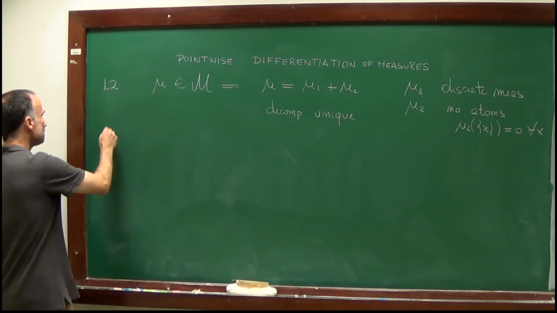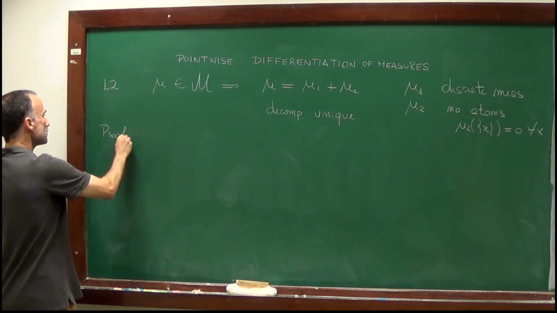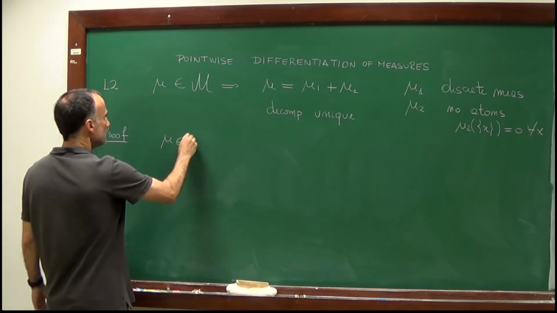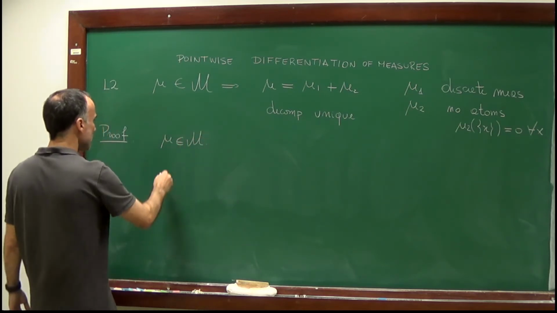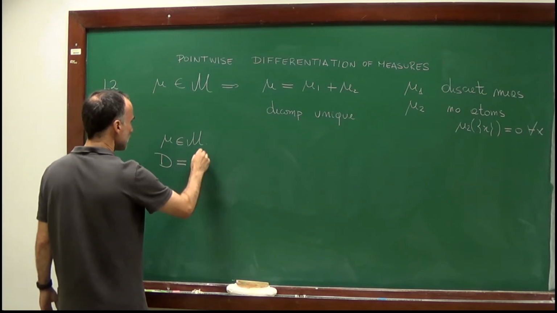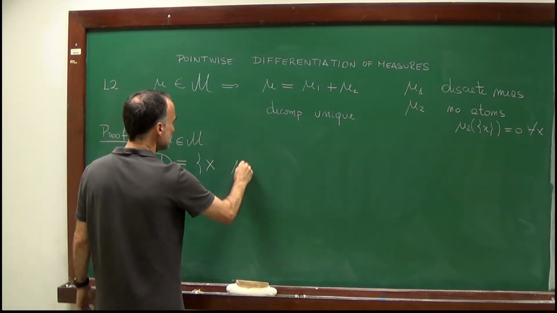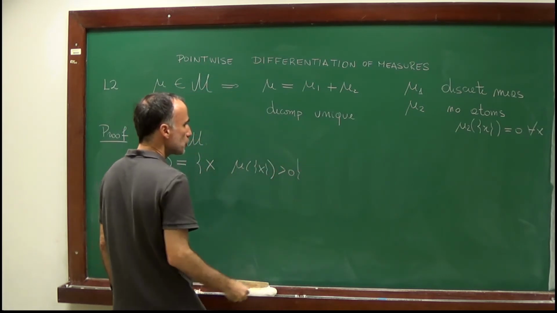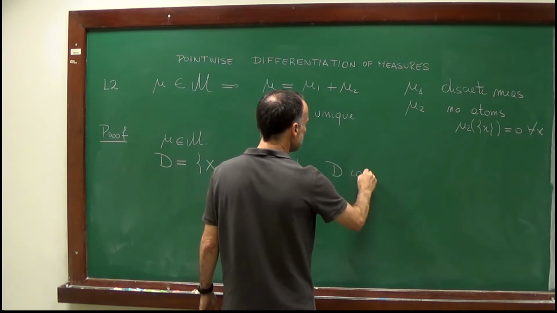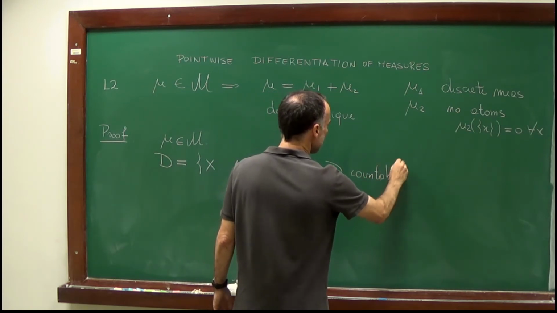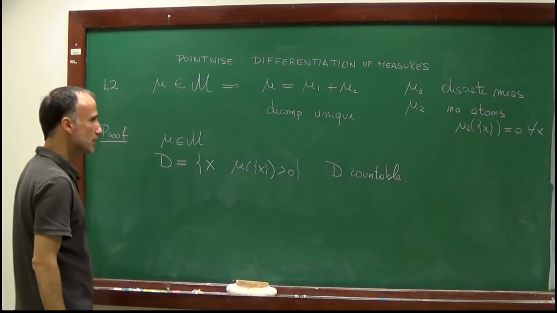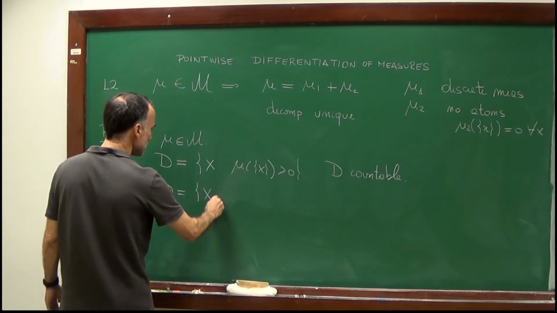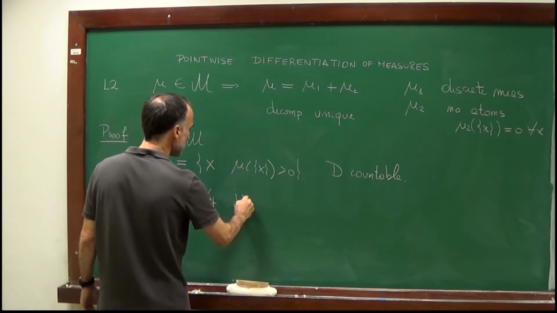So let's prove that. And again, the proof is very easy. So let's take mu in M. Let me define D as the set of x such that mu of x is strictly positive. We've seen that D is countable. If D is countable, let's enumerate D. So D will be equal to xj for j greater or equal to 1.